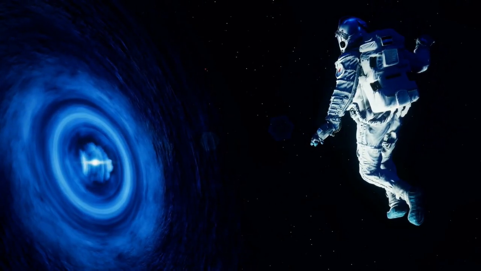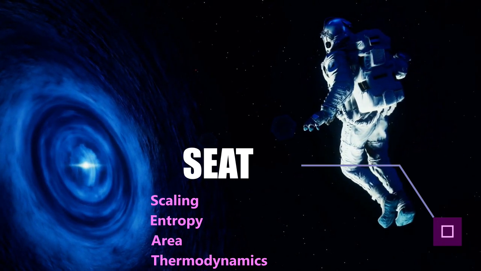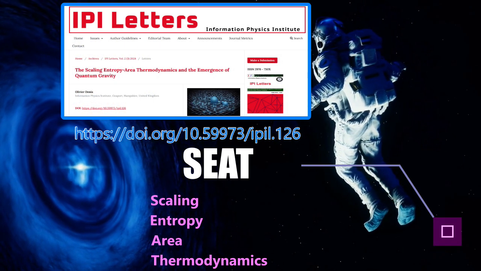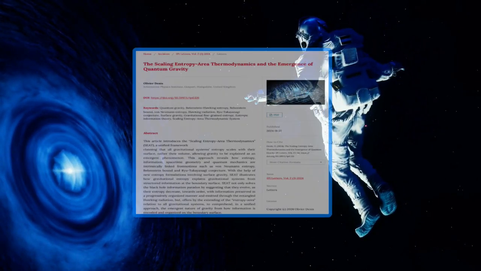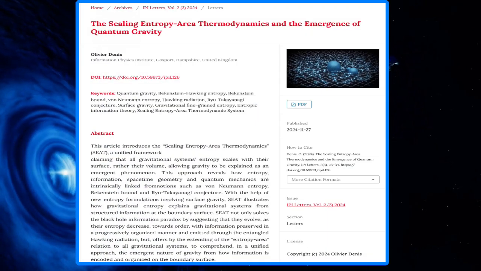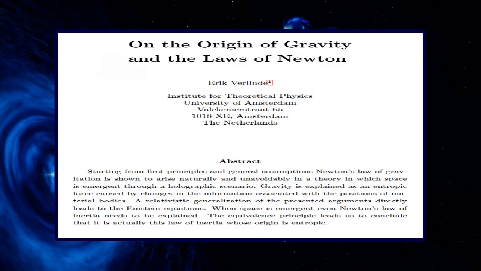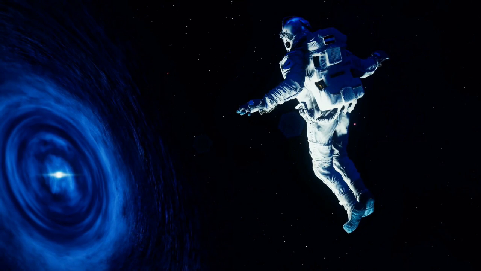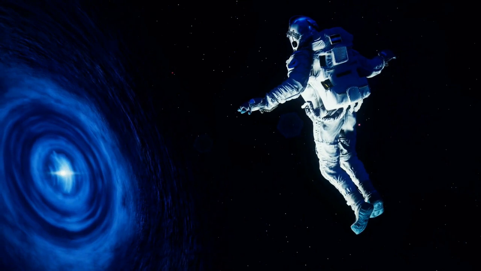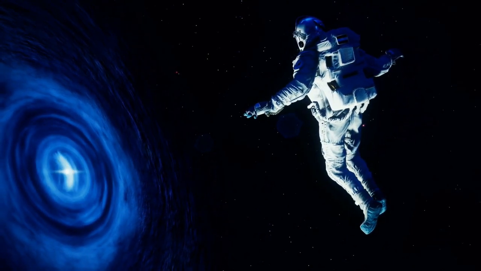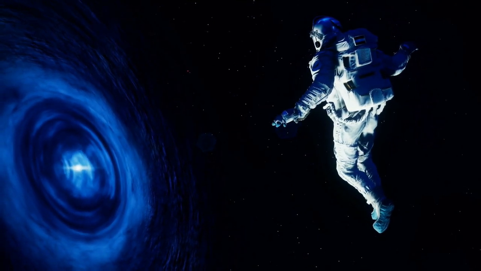To address these questions, we explore the concept of Scaling Entropy-Area Thermodynamics, SEAT, a published framework representing a significant paradigm shift in our understanding of gravity. SEAT, a peer-reviewed model developed by Olivier Denis, draws inspiration from Eric Verlinde's concept of emergent gravity, but Denis extends it into a comprehensive framework that generalizes the holographic principle to all gravitational systems. This generalized principle elucidates how quantum gravity and spacetime curvature emerge from informational processes at boundary surfaces.